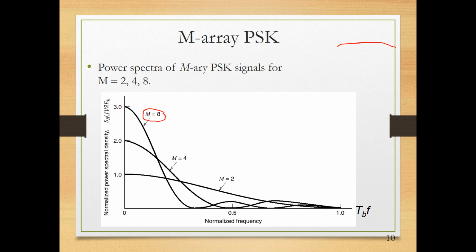So we call it spectrum efficient. It's a spectrally efficient modulation scheme. With less bandwidth, you can transmit the same data rate. Yes? And as you reduce M, the normalized frequency increases, and it's the biggest actually for the case when M is equal to 2. You understood this? Is it clear?